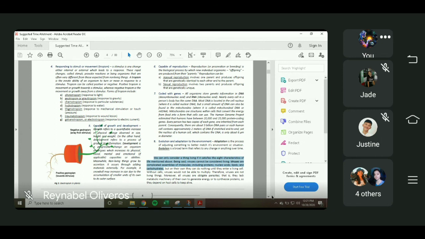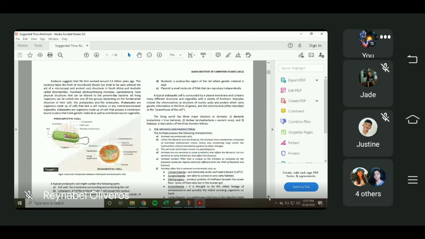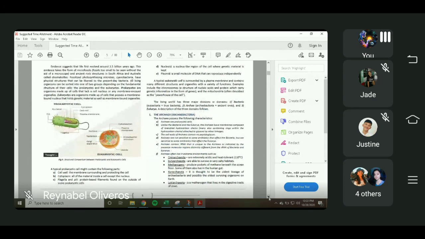Next one. So, we still have 9 minutes, So, we will, okay. So, evidence suggests that life first evolved around 3.5 billion years ago. And this evidence takes the form of microfossils, okay? Which are what we call the fossils that are too small to be seen without the aid of the microscope. Okay? So, meron tayong tinatawag na prokaryotes at saka eukaryotes. Maybe we will stop our discussion from this topic.